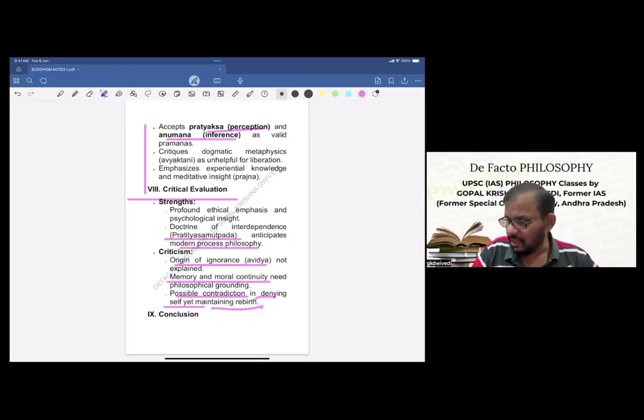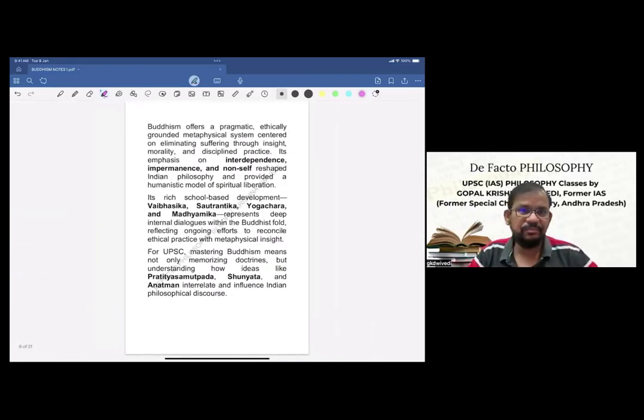Now, in concluding remarks, Buddhism is a very pragmatic, ethically grounded metaphysical system, very important actually. Its emphasis on interdependence, impermanence, and non-self reshaped Indian philosophy and provided a humanistic model of spiritual liberation.